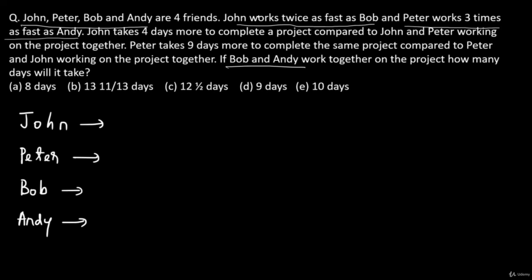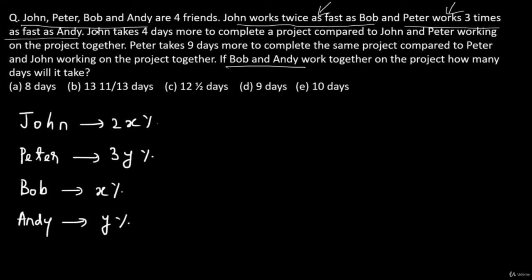Now it's given that John works twice as fast as Bob. So if in 1 hour Bob completes X percentage of the work, John would do 2X percentage, right? Now you can take it as 1 hour or 1 day. In 1 day, if Bob does X percent, John would do 2X percent. Alright, now it's also given that Peter works 3 times as fast as Andy. So if in 1 day Andy completes Y percentage of the work, Peter completes 3Y percentage.